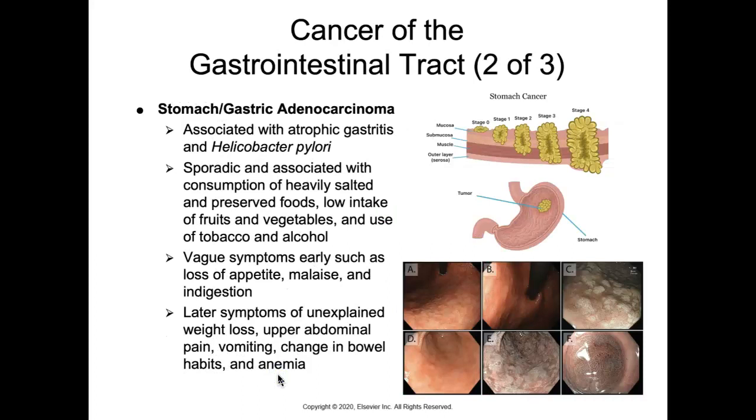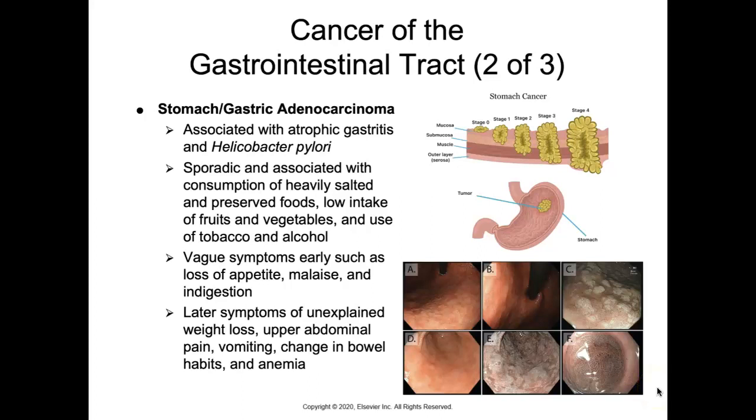Now let's move into cancer of the stomach. We can also call this gastric adenocarcinoma, and this typically is going to be associated with atrophic gastritis and Helicobacter pylori infections. And we tend to lose the tumor suppressor genes and other genetic alterations that make this come about. We do see an increase in people who are going to consume heavily salted and preserved foods, such as nitrates in pickled or salted foods, such as bacon. You also want to think about all those different dried meats. So if you love a good charcuterie board, you got to kind of watch out. And people that have low intakes of fruit and vegetables and use of tobacco and alcohol.